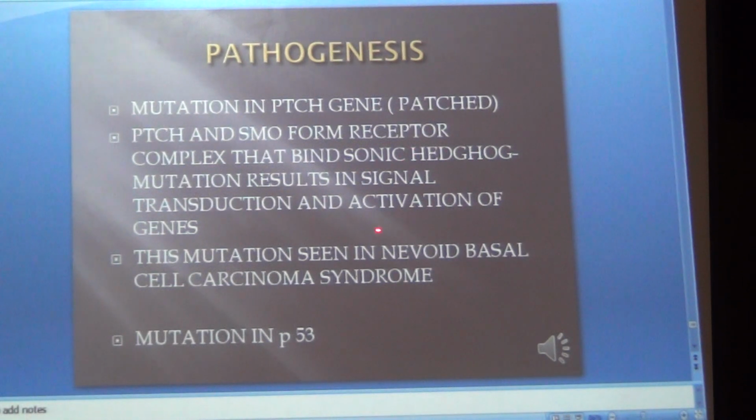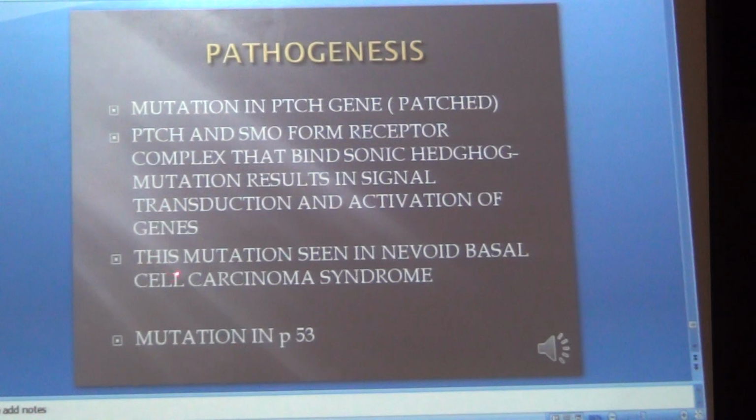SHH is a ligand, and it binds with this receptor, which is a bimolecular transmembrane receptor complex of PTCH and SMO. As a result, this mutation causes signal transduction. When there is signal transduction, activation of genes and transcription occur, and proliferation of cells occurs. Basically, there is a mutation of the PTCH gene.